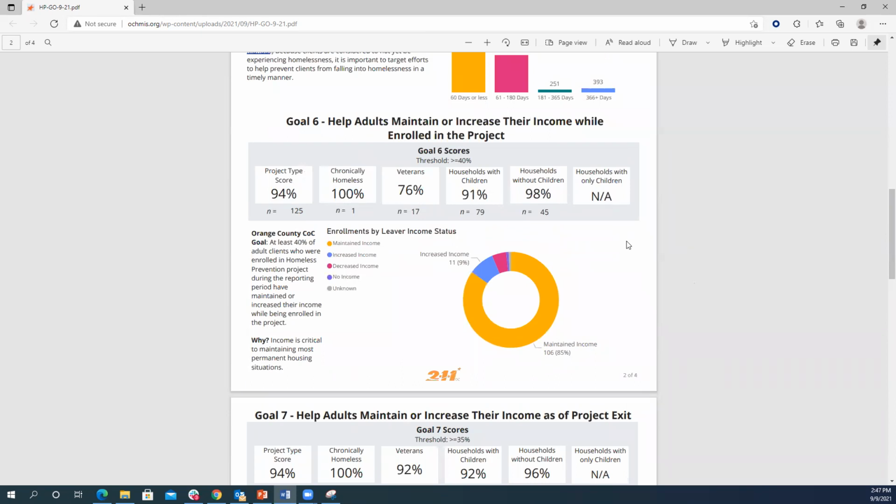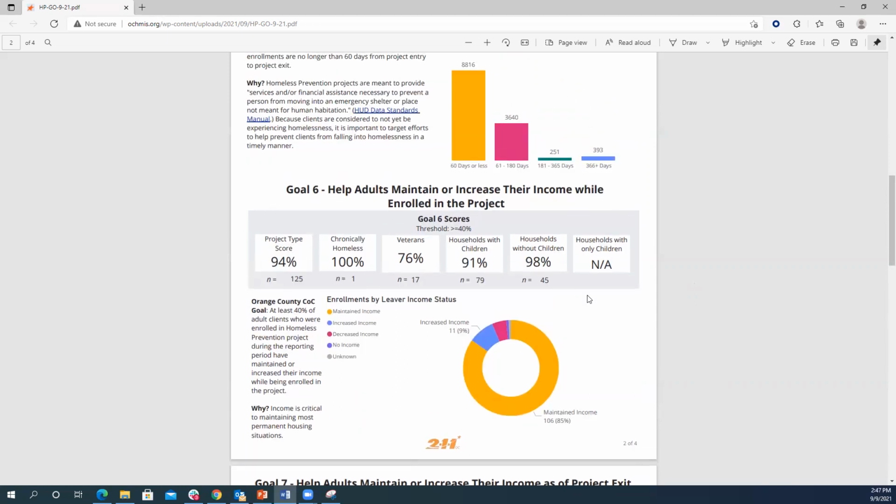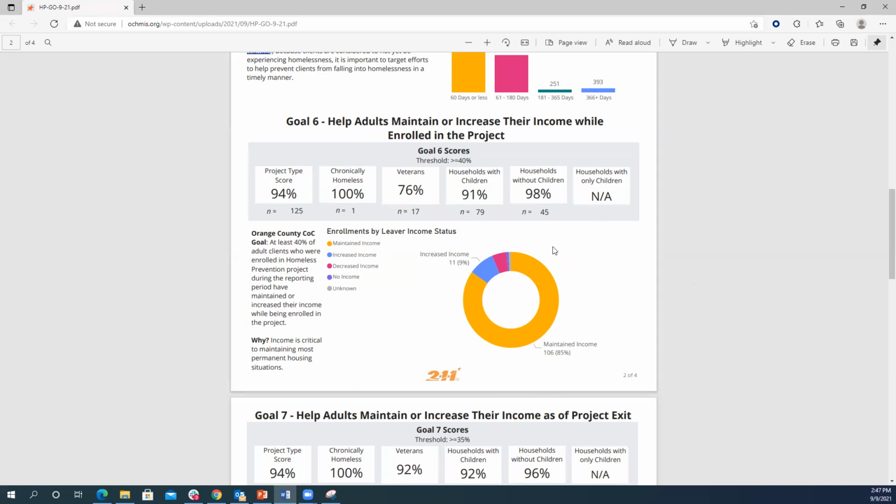Goal 6 is looking at adults that either maintained or increased their income and were still in the project as of the end of the reporting period. And also they had to be in the project for over a year. So that's why the number of clients included in this measure is so small. It's because prevention projects usually do not last more than a year, which you can also see up here from measure goal 3. And so it's only looking at those that were there for more than a year and are adults.